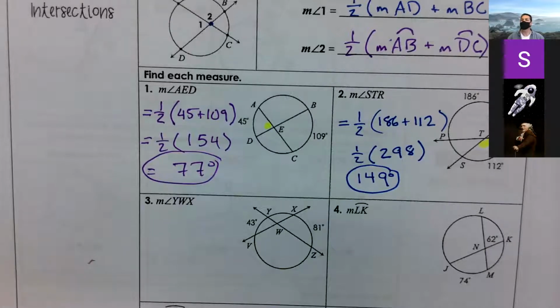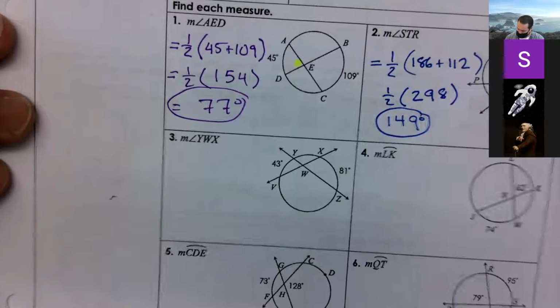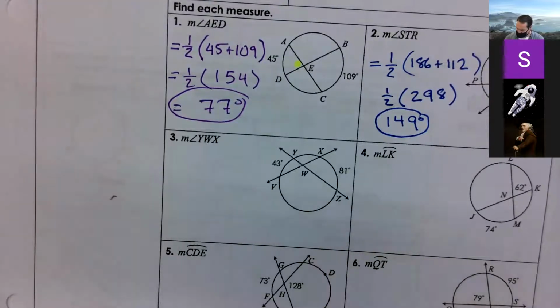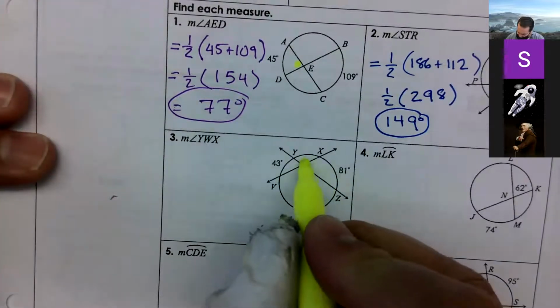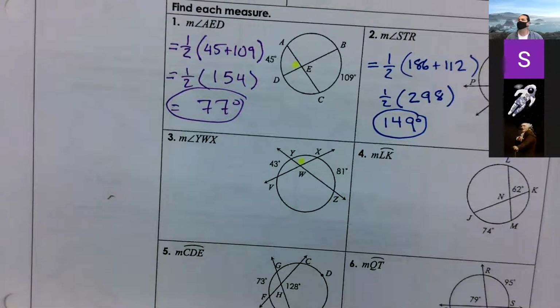Excellent. Now, you know that things can't be as easy as they are the first time through, so we're going to see a little bit of challenge here. Let's look at number 3. Now it's asking for angle YWX. Problem is, the two arcs that work with that angle, I don't have any information on. So how could I find this?